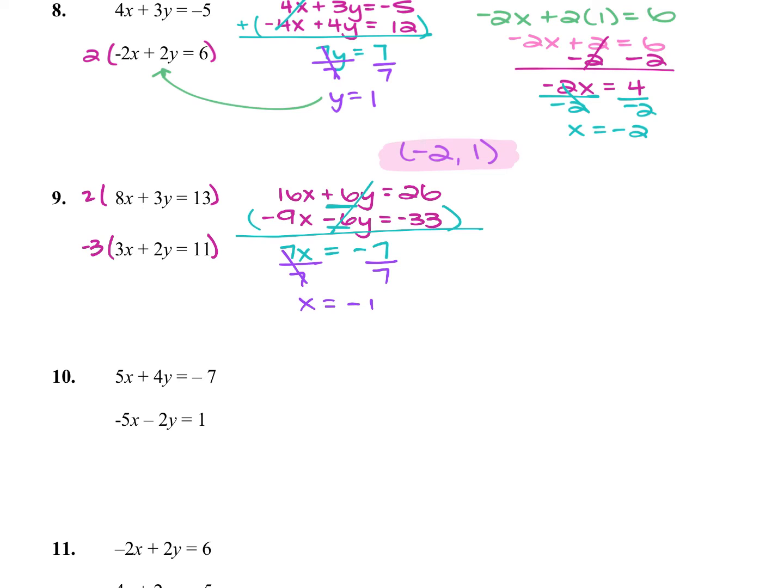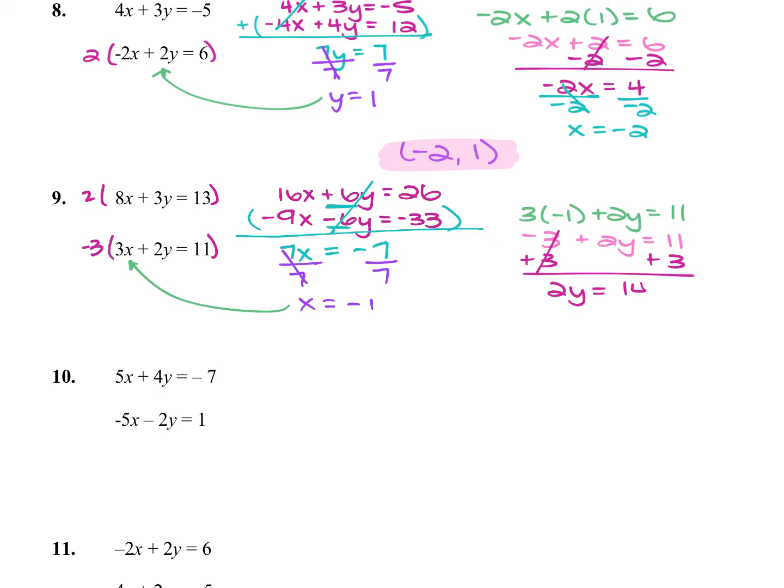Choose one of the original equations to plug in that negative 1 and solve. If I use the bottom one, that's going to give us 3 times negative 1 plus 2y is equal to 11. Your 3 times negative 1 is negative 3. We're going to move that 3 over by adding it to both sides. So that's 2y is equal to 14. Divide each side by the 2. And y is 7. So if your x is negative 1 and your y is 7, that's the ordered pair of negative 1, 7. That is your solution.